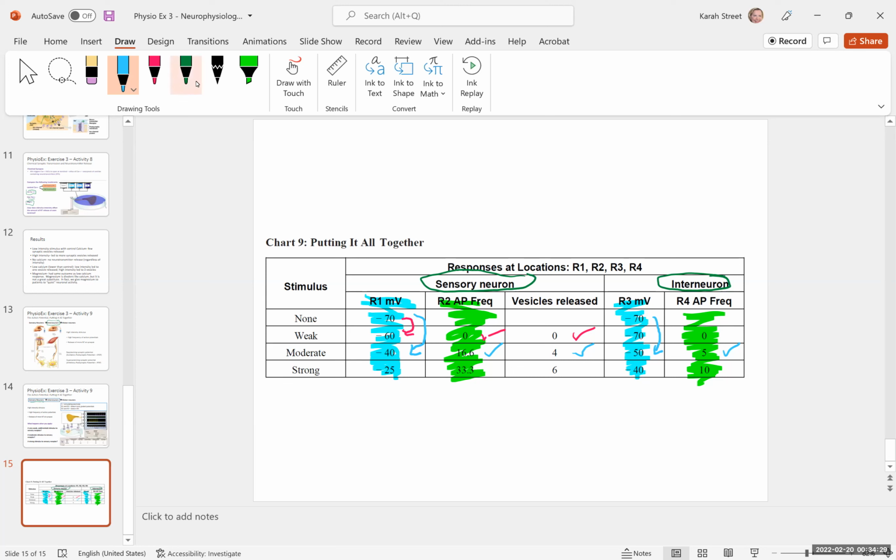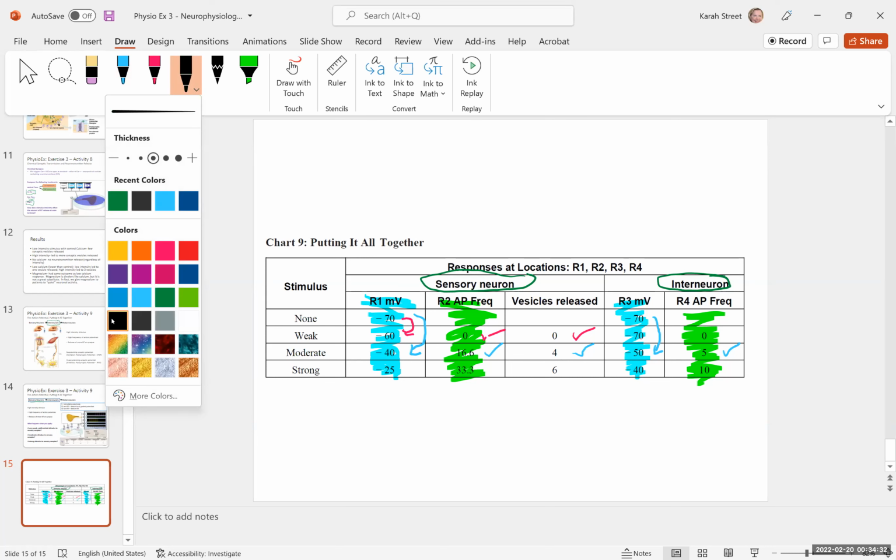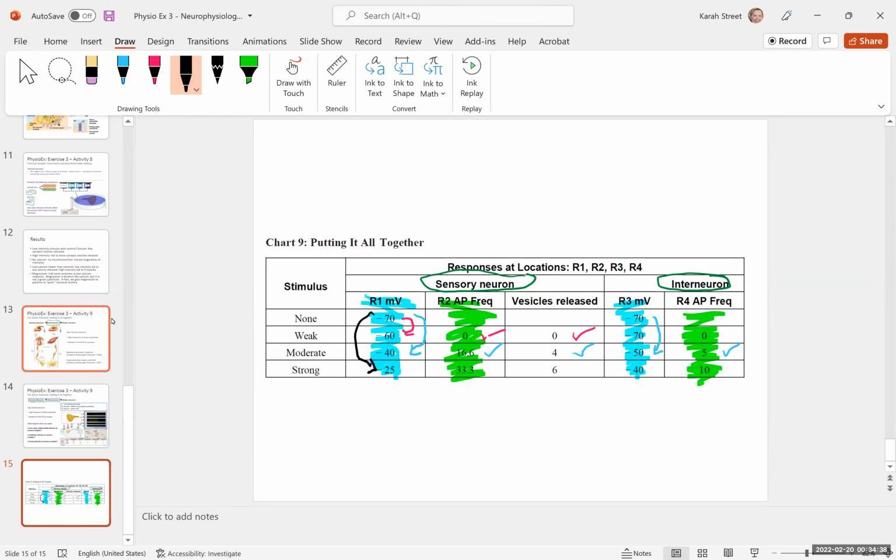Then lastly, we explored what happens when we go from minus 70 to minus 25, a very strong stimulus. Notice that more action potentials were generated in recording electrode 2, found in the axon of the sensory neuron. Even more vesicles were released because more calcium entered the terminal bouton. We learned that from activity 8. This generated an even greater change in membrane potential in the downstream interneuron, from minus 70 to minus 40. And that also led to more action potentials recorded at recording electrode 4.